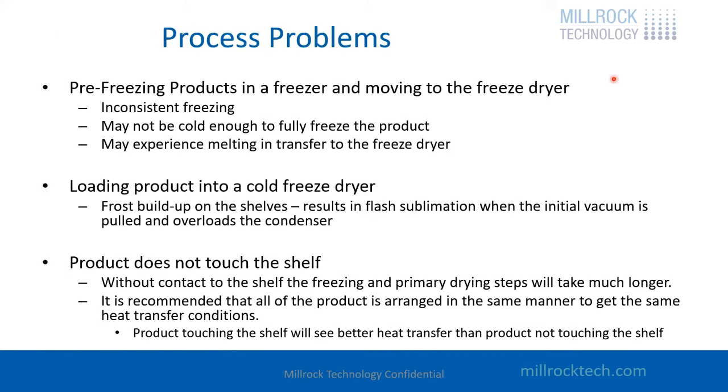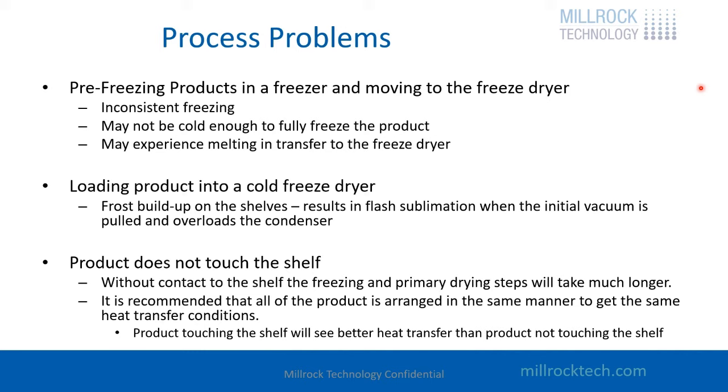Common process problems. Pre-freezing products in a freezer and moving to a freeze dryer. If you throw your product in a freezer, in a bag, in a tray, in whatever, and sometimes the tray touches the bottom of the freezer, sometimes it touches the shelf of the freezer, sometimes it's stacked on something else, you are going to get different freezing rates for the product, and that's going to lead to an inconsistently frozen product, and therefore the ice crystal structure is not consistent.